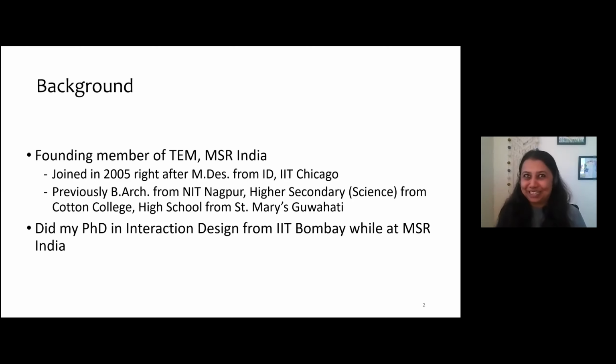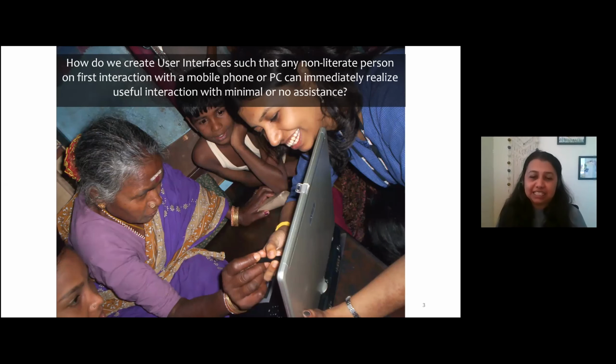I would go between Bangalore, where I was based, and Bombay, do my coursework and all project meetings. So it was an exciting phase of life. The question that we ask in this work is, how do we create user interfaces such that any person who is not literate can, on first interaction with a computer or a mobile phone, extract information that's relevant for his or her life with minimal or no external assistance? So that's the research question.